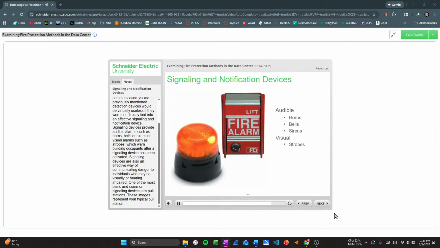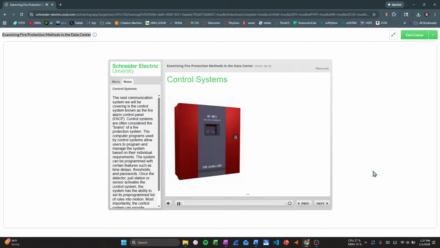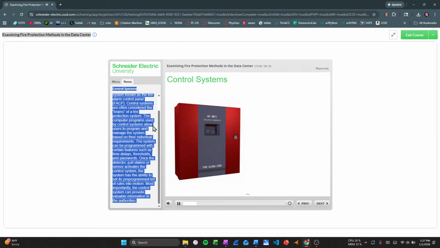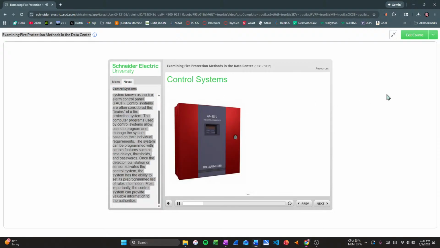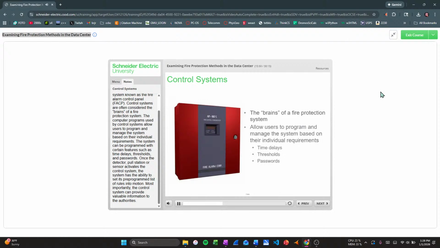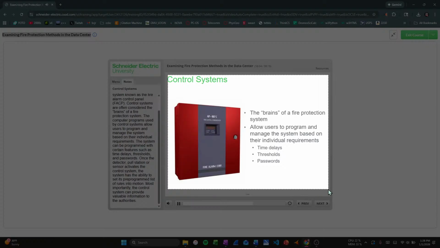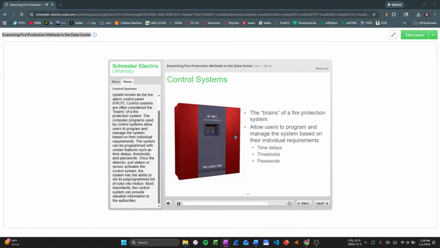One of the most basic and common signaling devices are pull stations. The next communication system we'll be covering is the control system, known as the Fire Alarm Control Panel. Control systems are often considered the brains of a fire protection system. The computer programs used by control systems allow users to program and manage the system based on their individual requirements. The system can be programmed with certain features, such as time delays, thresholds, and passwords. Once the detector, pull station, or sensor activates the control system, the system has the ability to set its pre-programmed list of rules into motion.